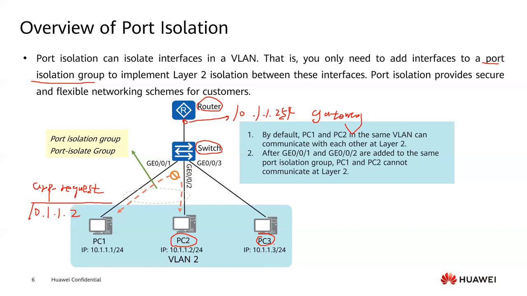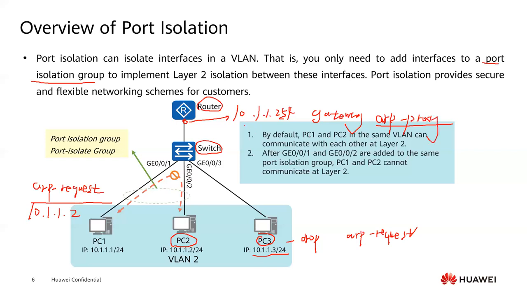What will happen? PC3 will check the ARP destination. You will find that it is requesting for PC2, not its own IP address. So it will drop the ARP request. And in the gateway, we will enable this function. We call it ARP proxy.